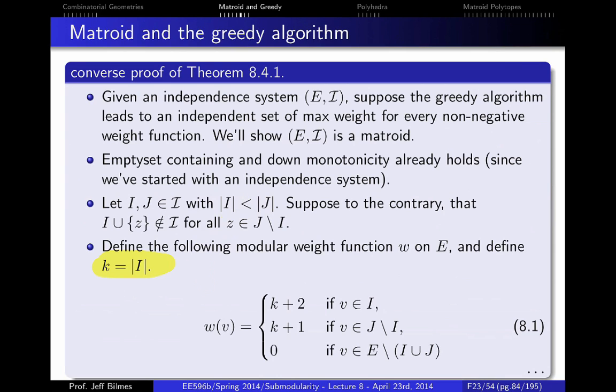So you can sort of define this as, let's do it this way. Here are all the elements. And let's say that here's I. And here's J.